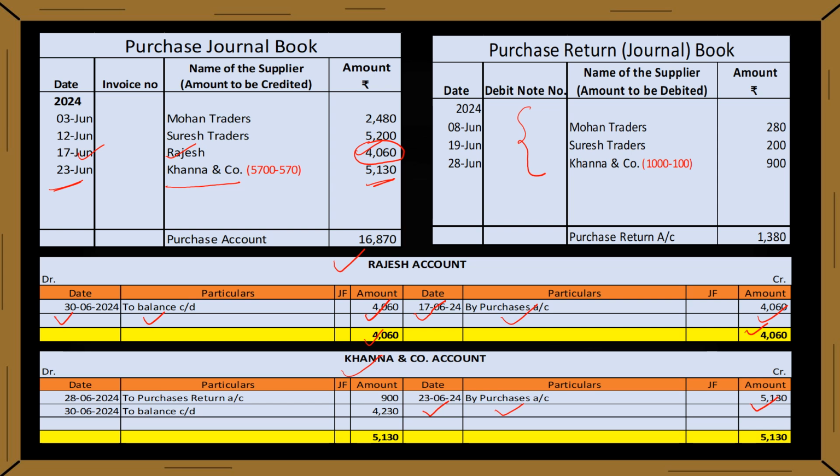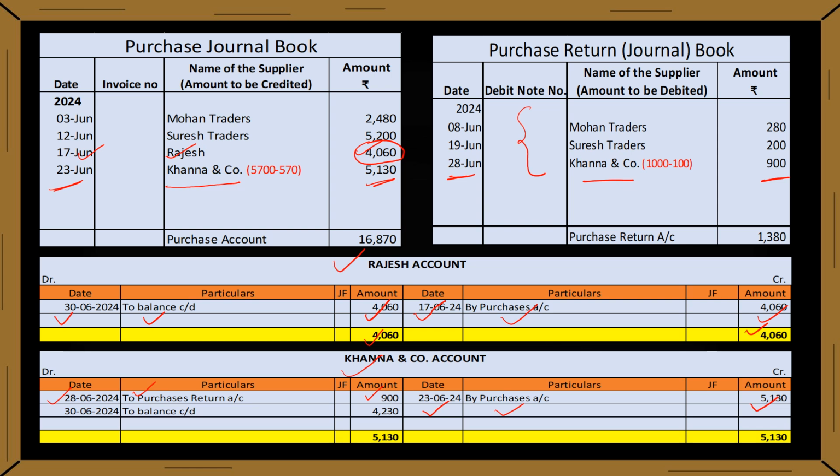In the purchase return journal there is return from Khanna on 28th June rupees 900. Purchase return is credited in the journal. So in the Khanna and Company ledger account, we are going to debit purchase return. Date is 28th June 2024. To purchase return 900 rupees.